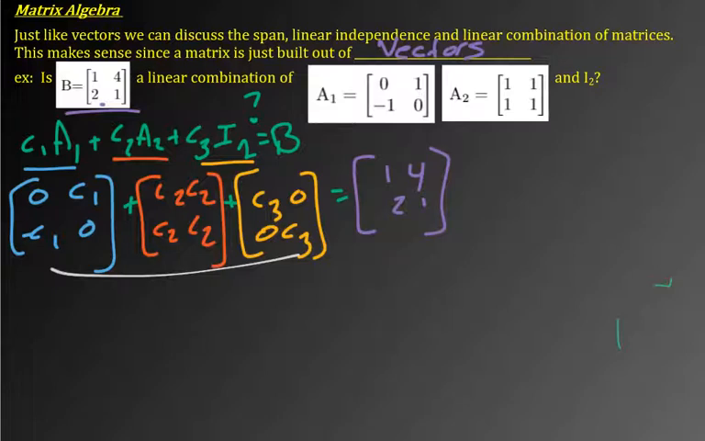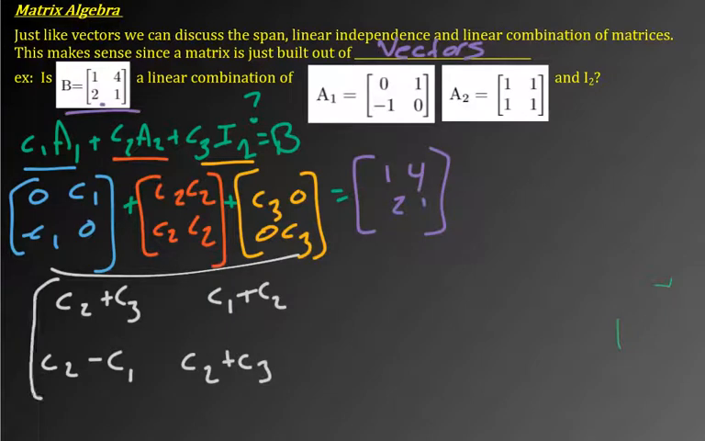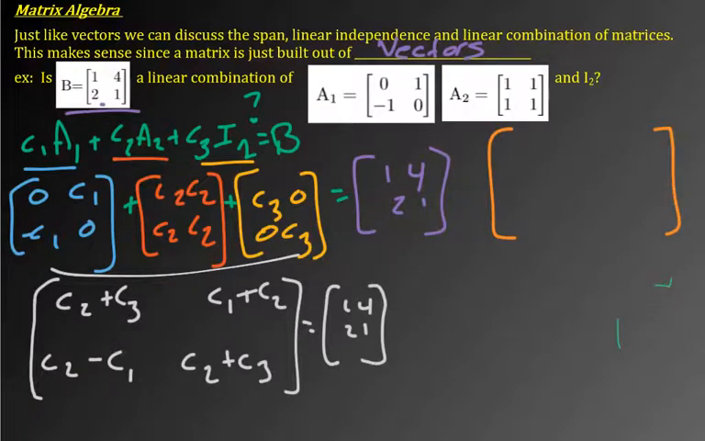and you can combine that into C2 plus C3, like in the first component, and then C1 plus C2 in the second, C2 minus C1 in the third, and then C2 plus C3 in the fourth. And that thing needs to equal 1 4 2 1, right? So this is where we are going to formulate a very big matrix. So from that one in white there, I basically want a system to equal 1 4 2 1.